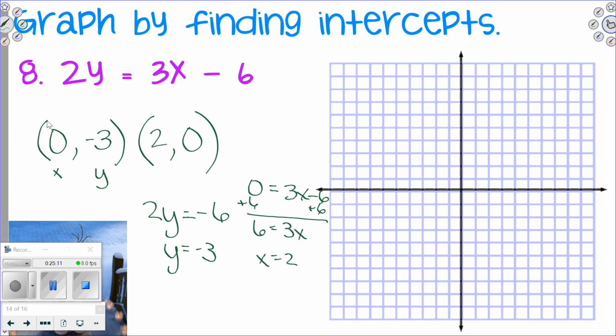Questions on intercepts so far? For me, I always think they're super easy. Then I always have students who are like, I don't know what you're doing. So please tell me if you're not getting it, okay? So I'll just plot those: (0, -3), so down 3. (2, 0) is just over 2. And draw my line.